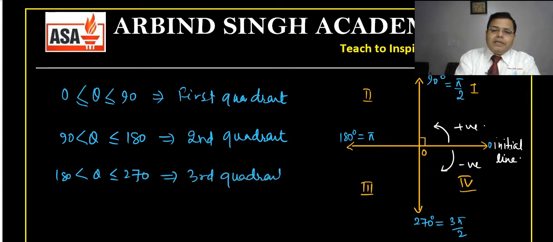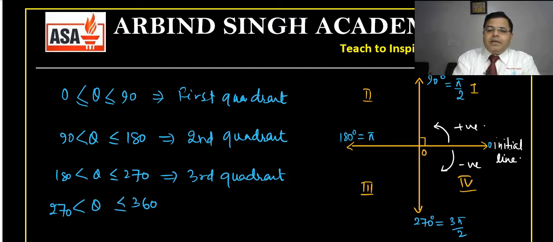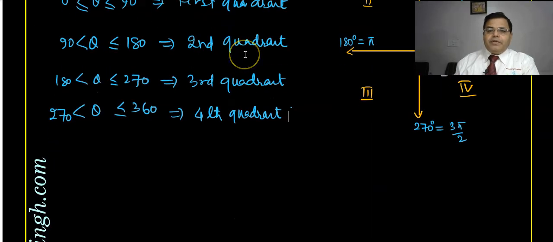Quadrant, right? And if the angle is more than 270 and less than or equal to 360, then it is said to be in the fourth quadrant. If it is equal to 360, then it must be equal to 0. So that is called the fourth quadrant. So depending upon the quadrant, the angle's value will also be defined.